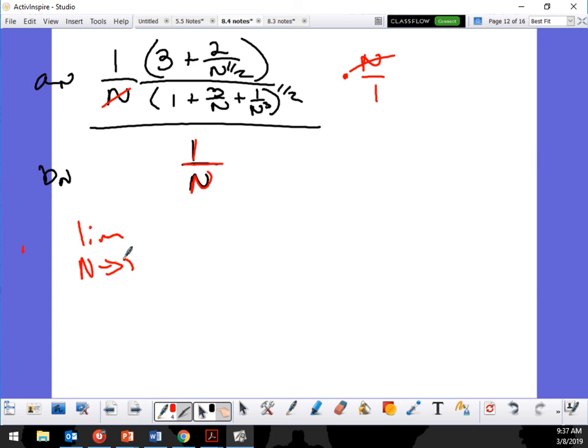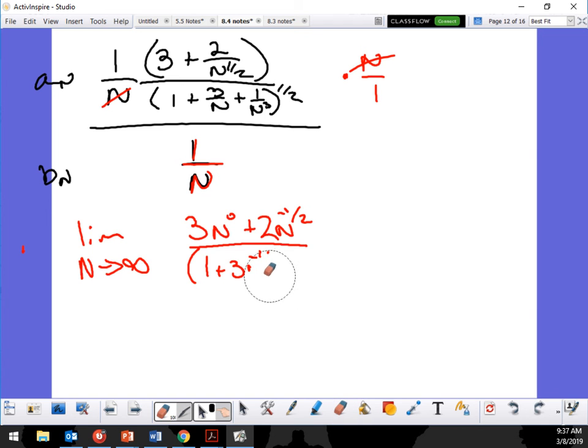as n goes to infinity of what I have here, which is going to give me, let's see, 3n to the 0 plus 2n to the negative 1/2, over 1 plus 3n to the negative 1, plus n to the negative 3, all that to the 1/2, right there.